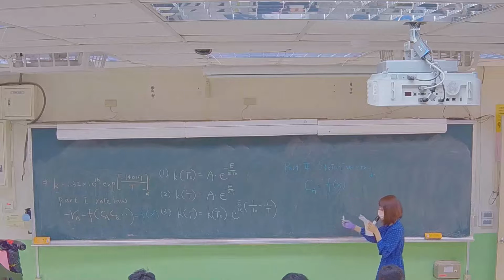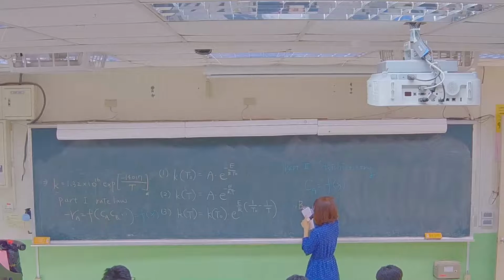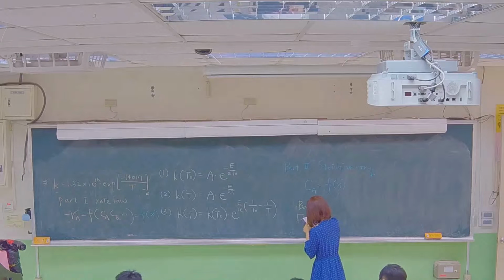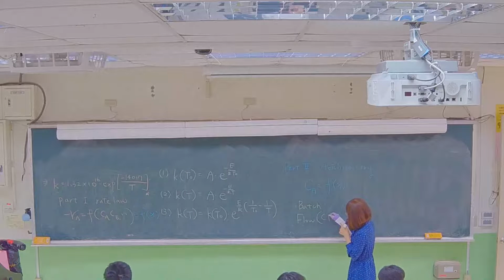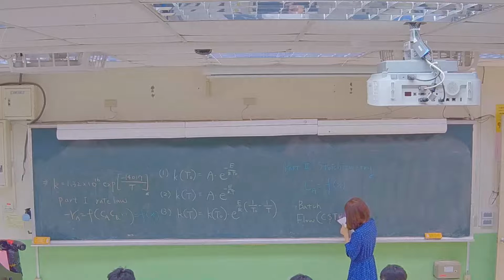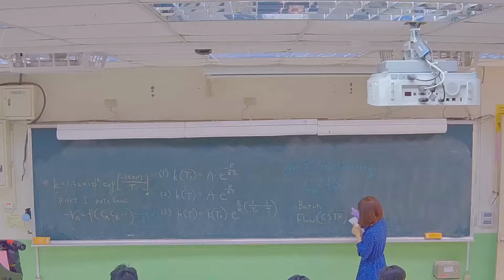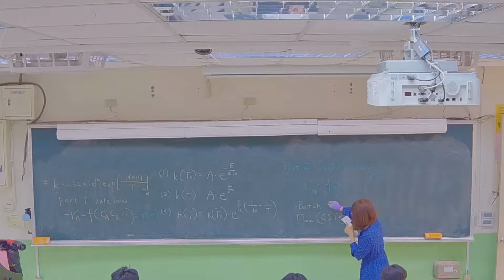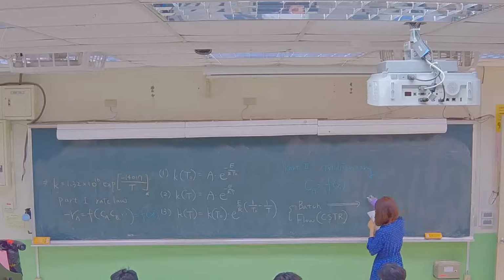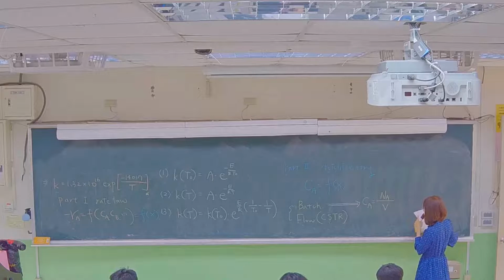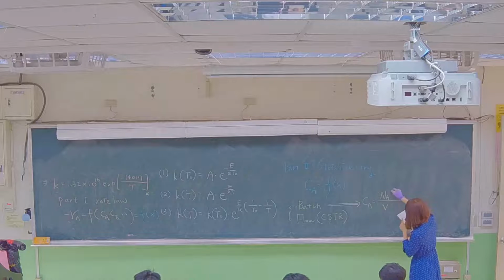Let me mention again, we have two kinds of systems. Batch reactor or flow system, right? The flow system we want to talk about here is CSTR. For the batch reactor, concentration is equal to mole over volume. This is mole. This is volume.